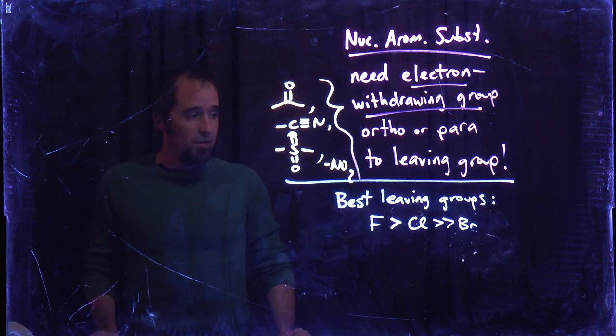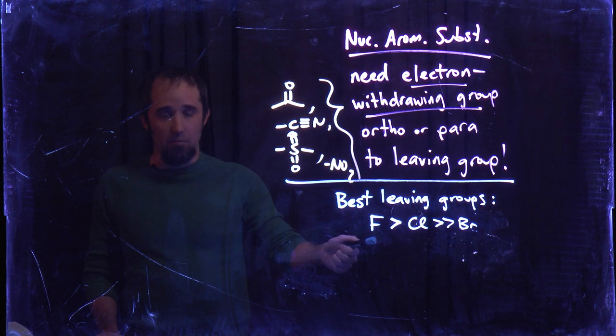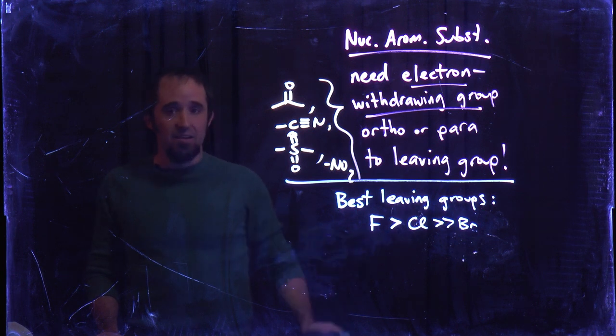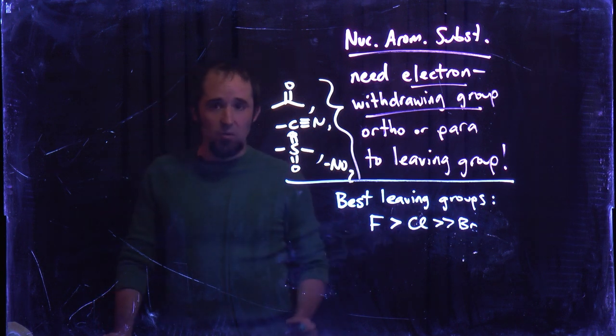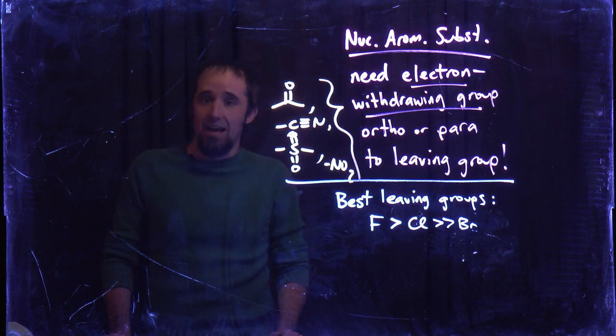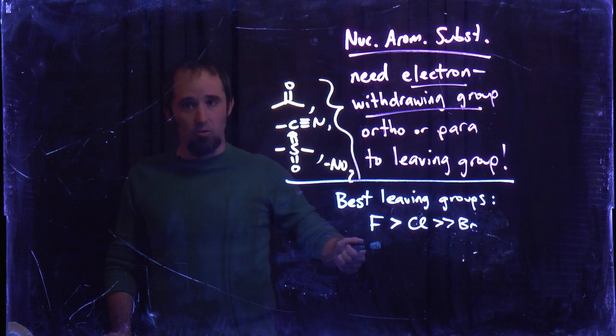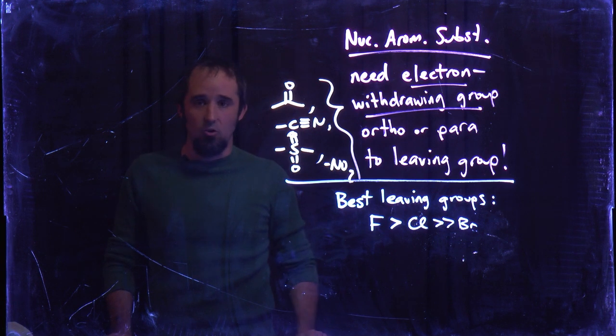Rule number 2 is that we need a good leaving group. It turns out the best leaving group for this reaction is a fluoride, or a fluorine atom. Chlorine is okay too. Bromine and iodine actually don't work very well for this reaction. That is backwards from the SN2 reaction, right? In SN2, we said iodide was best, bromide second best, chlorine's okay. We never, ever saw fluorine as a leaving group in an SN2 reaction. That just doesn't make any sense. But here, fluorine's a great leaving group.